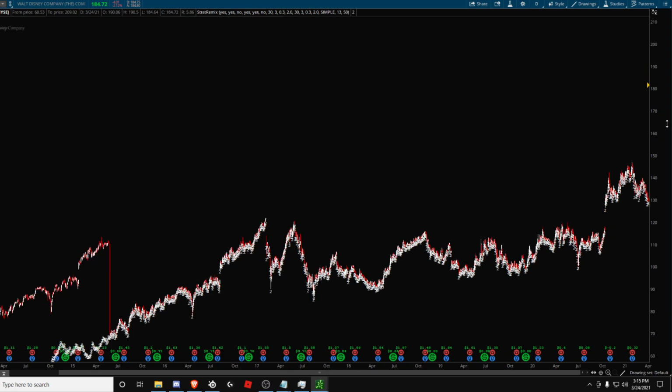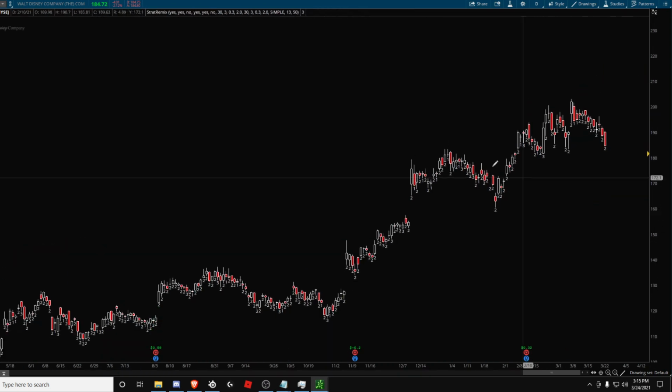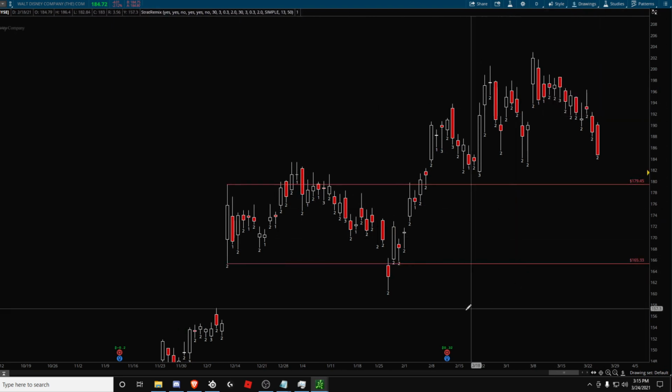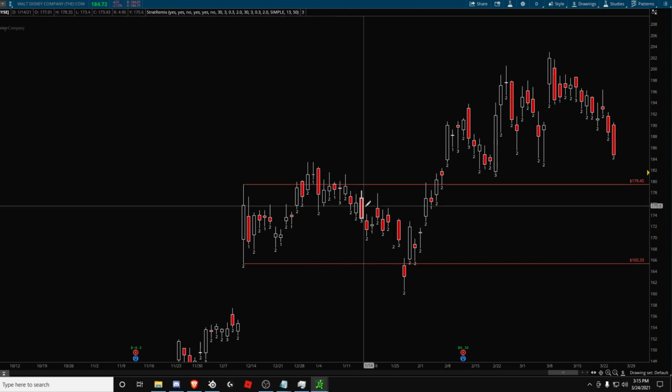We'll go down to the daily. And this is a perfect example of how we use the broadening formations. So we have the swing high and the swing low. We take out the high and we get the reversal on the daily.